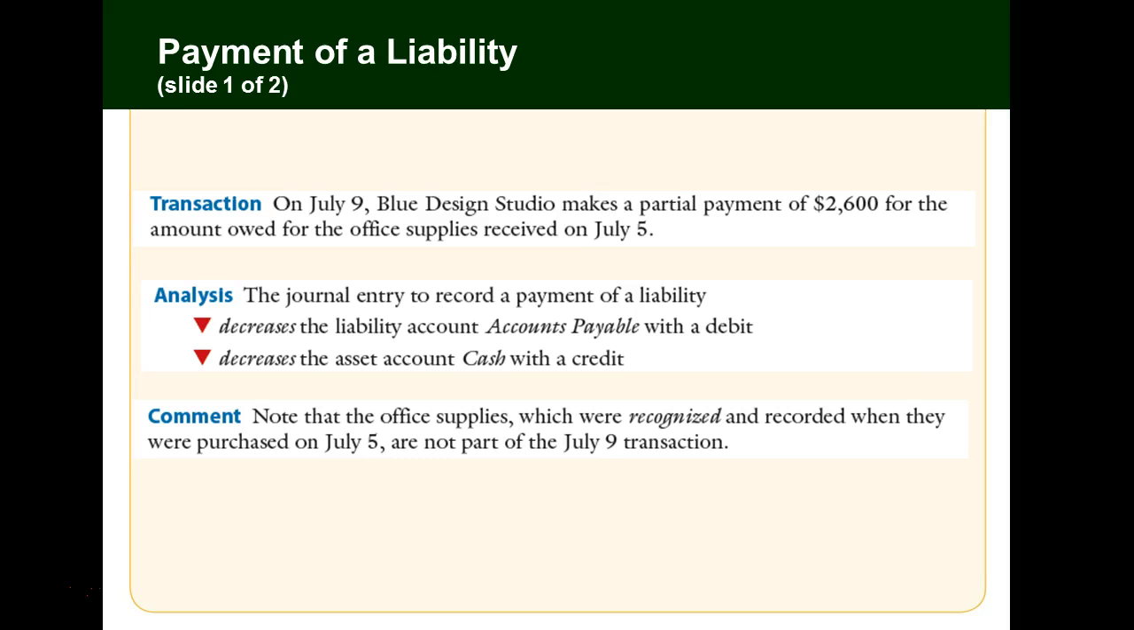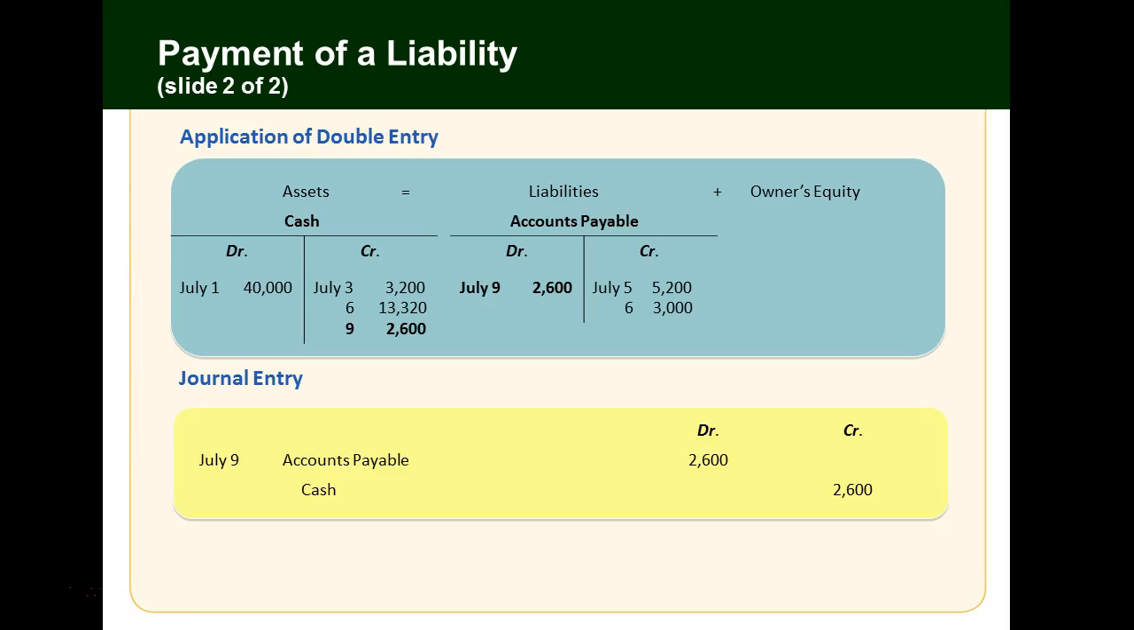So do you see here? We're showing accounts payable goes down, it's a debit of $2,600. Cash also is going down, which is a credit. Remember, a normal cash balance is a debit balance. But when it goes down, you credit it. Okay? On the opposite end, a normal liability has a credit balance. But when it goes down, what do you do? You debit it.